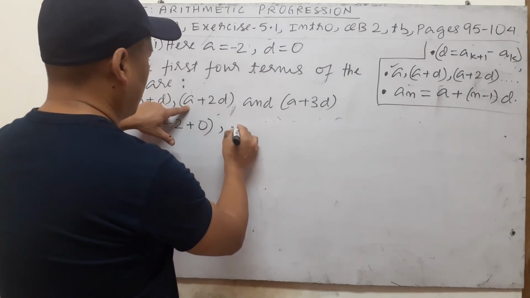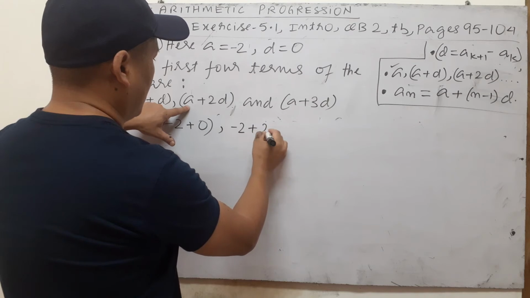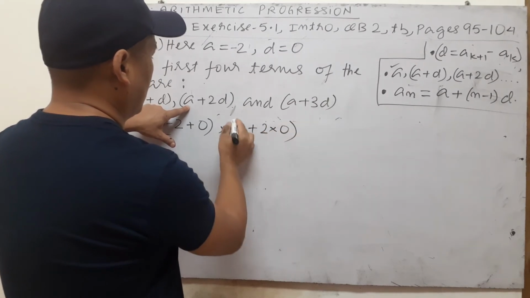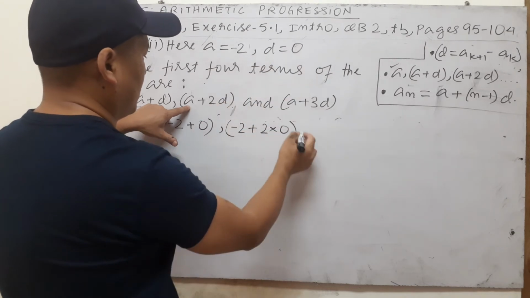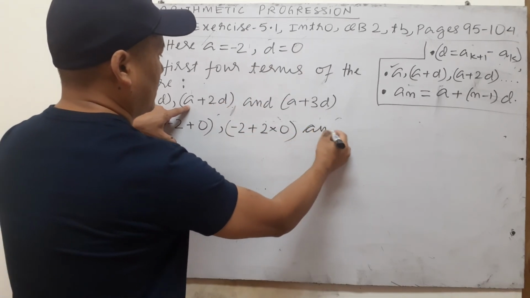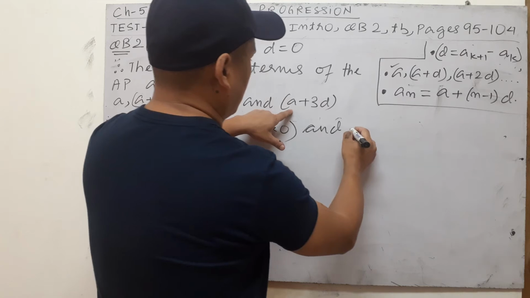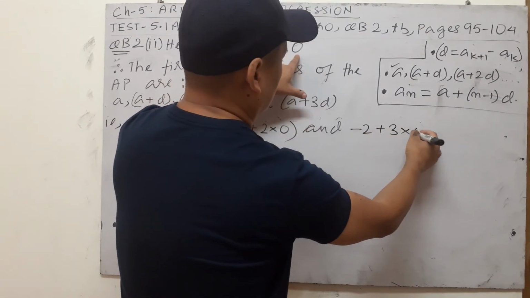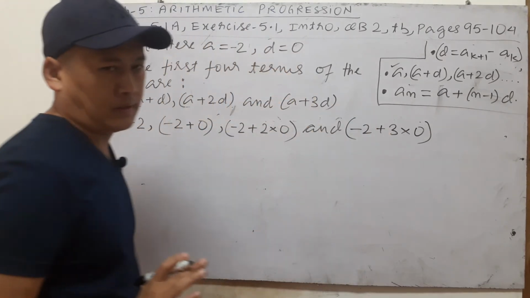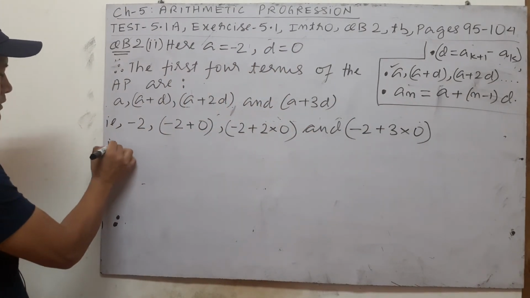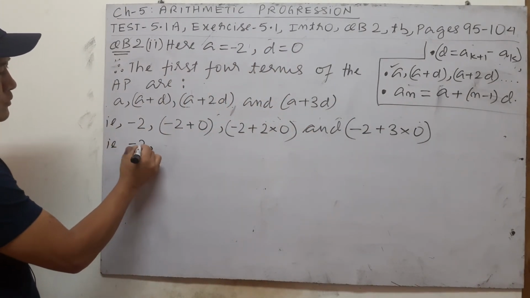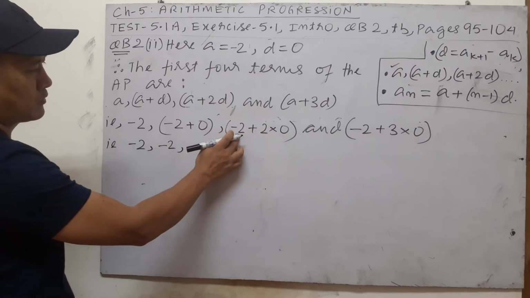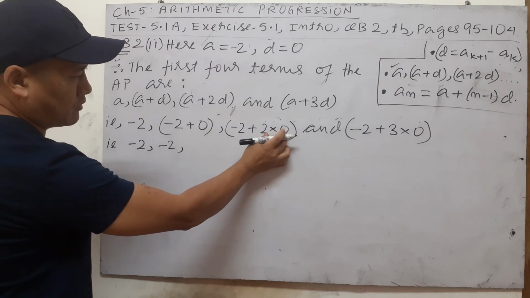A is again minus 2. Plus 2 into 0, 2 into D, 0. And A is minus 2 plus 3 into D, is again 0. Write it carefully. Then you can write that is minus 2, comma, minus 2 plus 0, minus 2, comma, minus 2. Okay, go here. 2 zeros are 0.